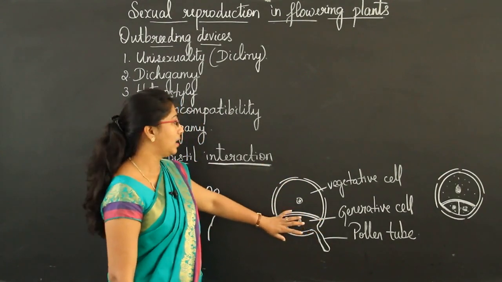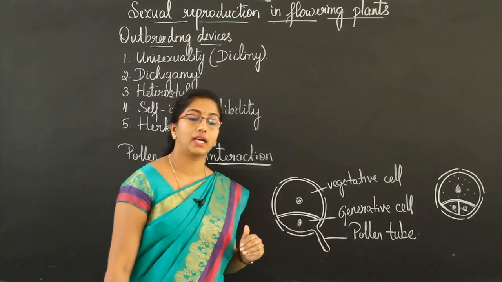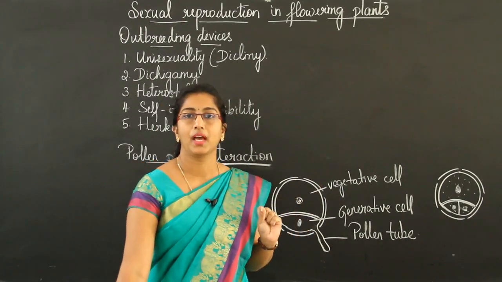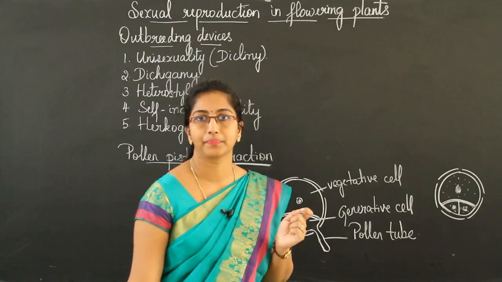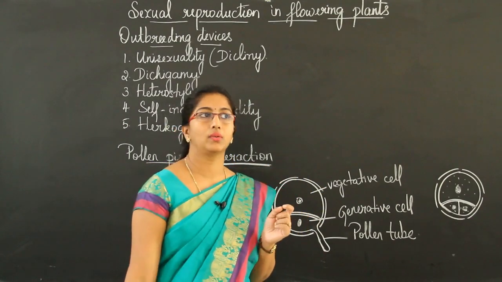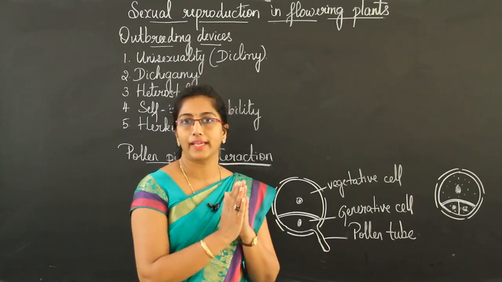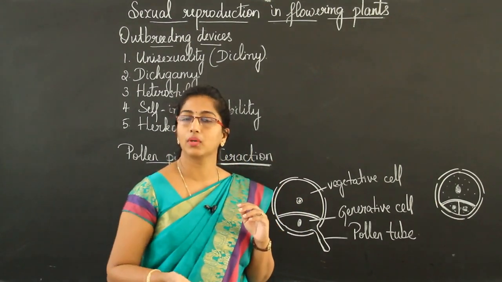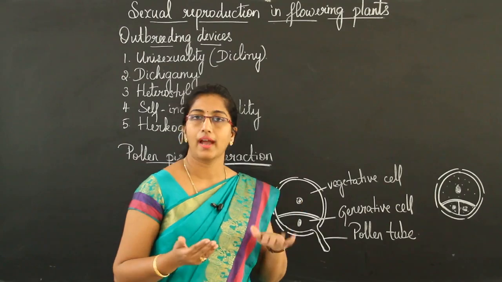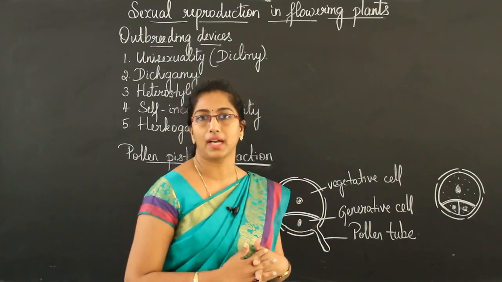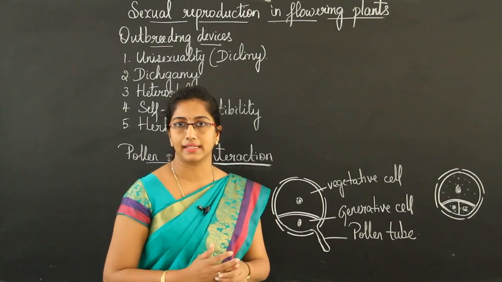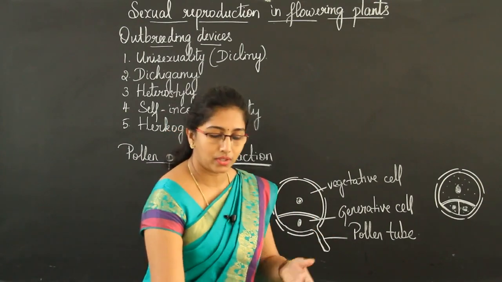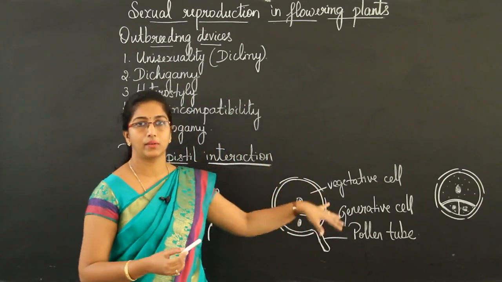Okay, now you have to just recall another concept here. When I explained pollen grain structure, I had told that 60% of angiosperms shed the pollen grains at the 2-cell stage, and the remaining 40% of the plants shed the pollen grains at the 3-cell stage. So you have to recall that to understand what happens next.